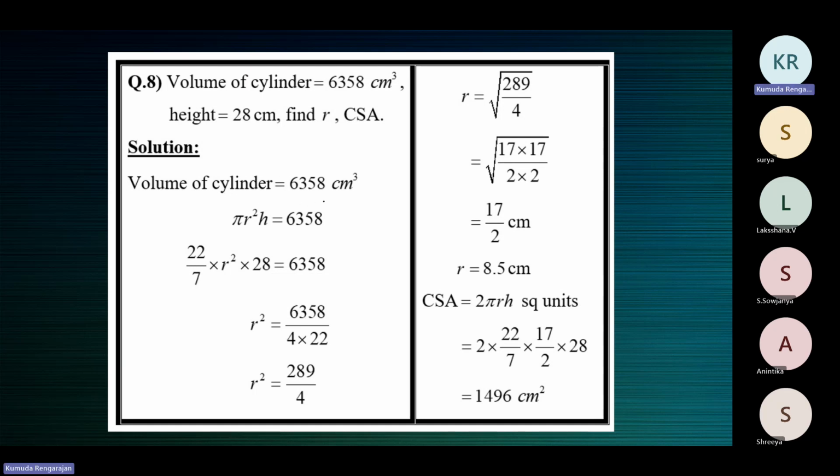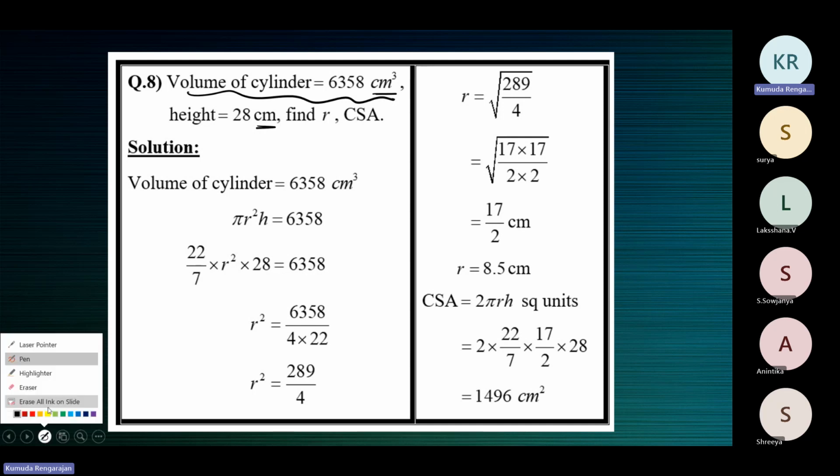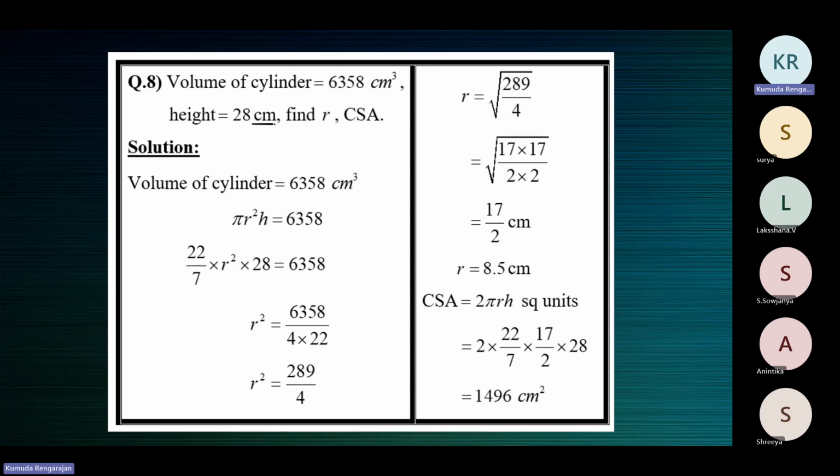So volume is given to us. That means pi r square h is equal to 6358. Pi is 22/7 into r square. We do not know the value of r. That's what we have to find. Into h, 28, is equal to 6358. We see that the height is in centimeter and the volume is in centimeter cube, so the units are the same. You can just substitute. So the radius which you get will be in centimeters.